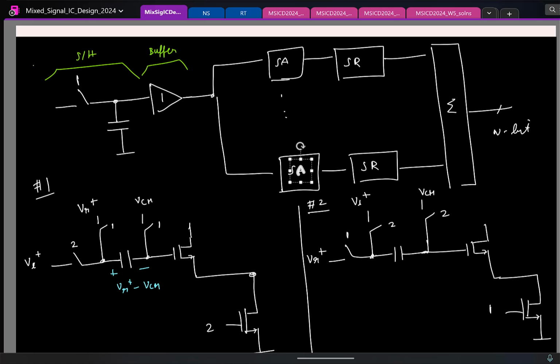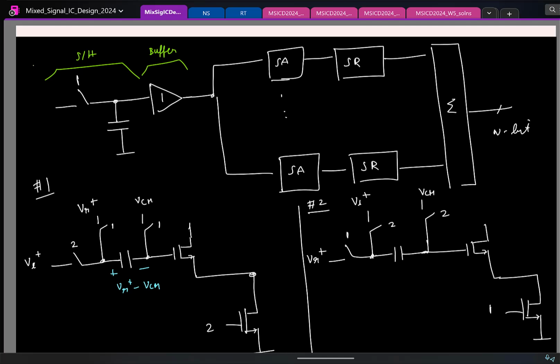So now we know how to make a flash ADC. So now we'll see what all can go wrong in this flash ADC. That's what we usually do. We want to do something, we come up with some circuit, see if the circuit works, and after it works we see what all can go wrong.